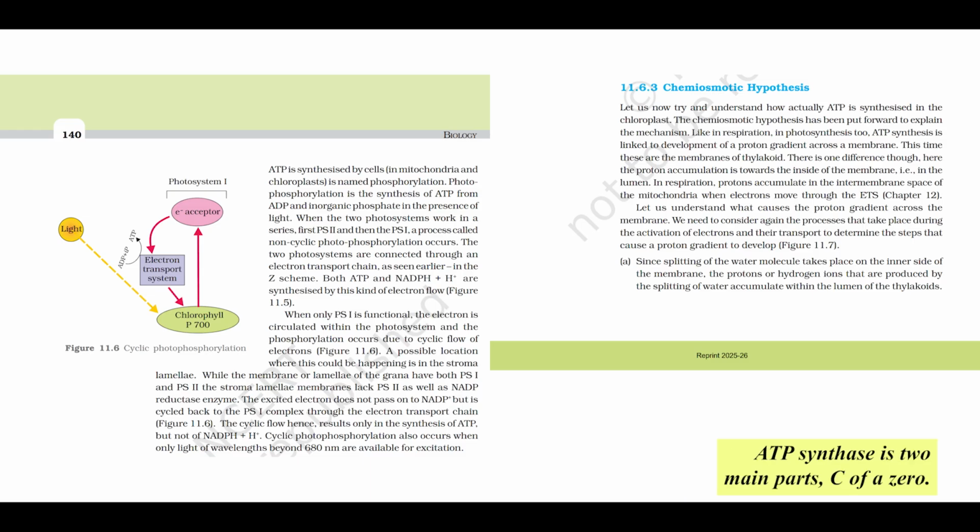ATP synthase has two main parts. CF0. This part is embedded within the thylakoid membrane and forms a channel through which protons flow. CF1. This part protrudes out into the stroma.